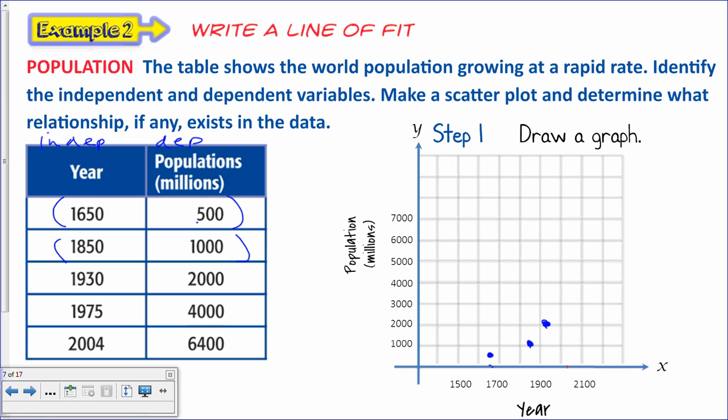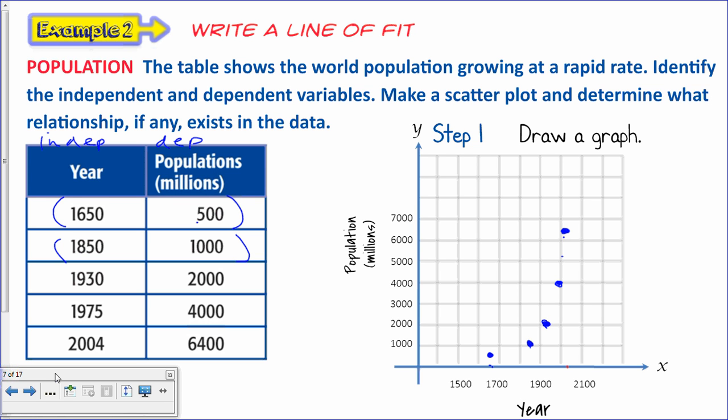1975, 4,000, you got right here. Okay, 2004, 2000 be a little over, so 6,400. Maybe right in there. Okay, so now there's your scatter plot.